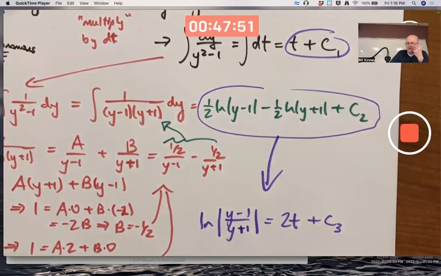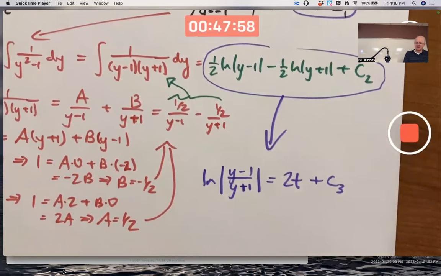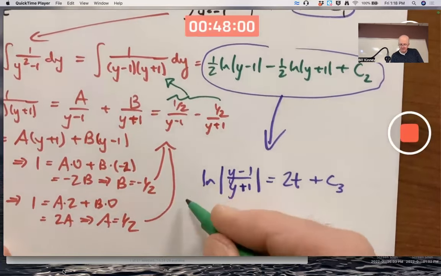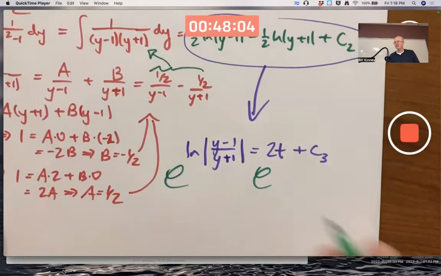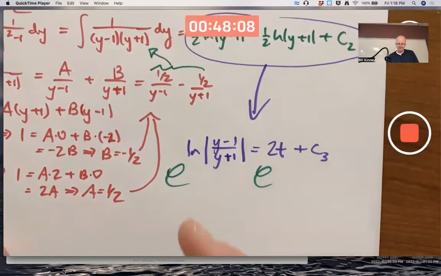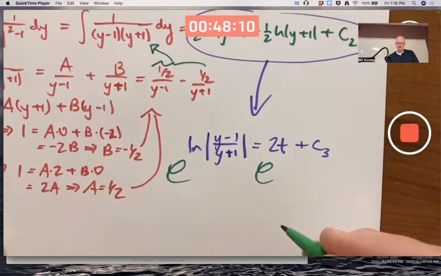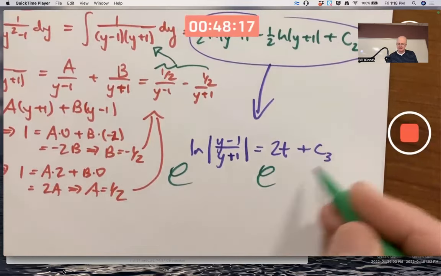Remember what your goal is. Your goal is to solve for y. This is good because now I can get rid of the natural log by exponentiation, right? The e and the natural log are inverse functions. They will quote unquote cancel, leaving me with the absolute value of y minus 1 over y plus 1 equaling this.